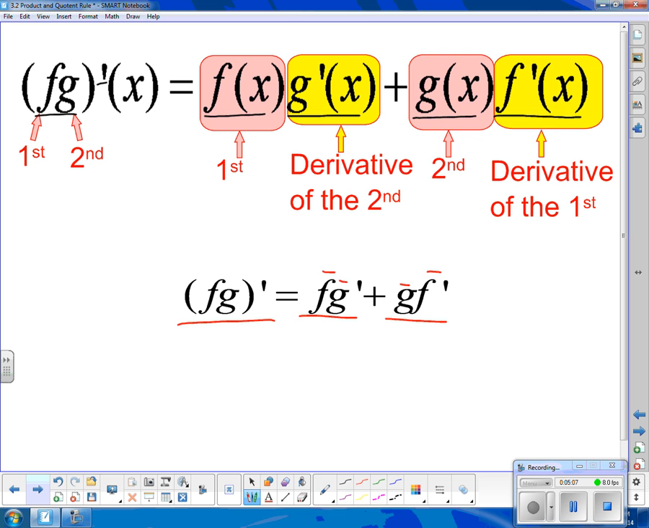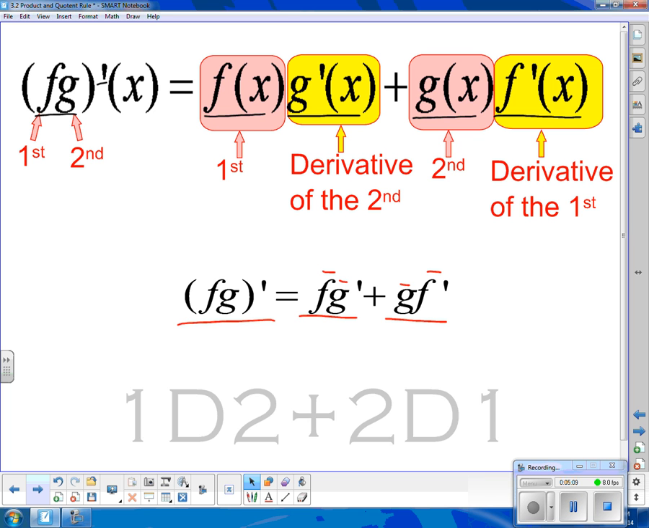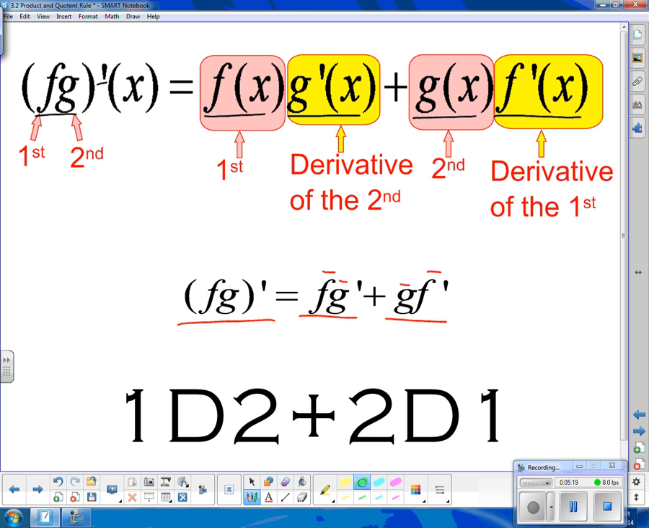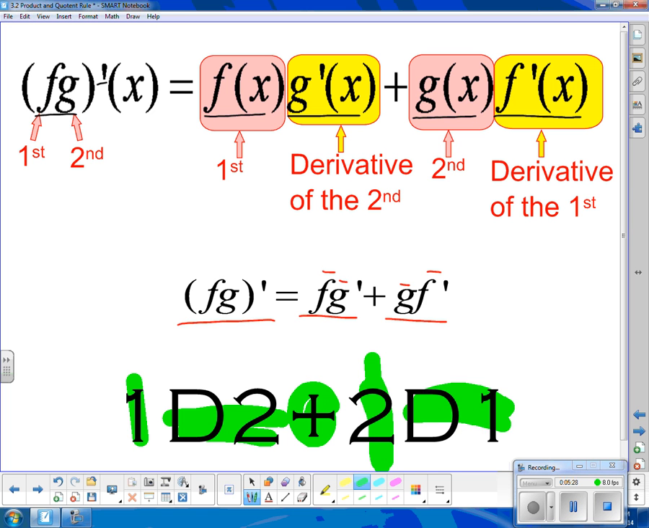And one last way, which some people find helpful, is to remember this: 1d2 plus 2d1, which simply means that we are looking at the first function times the derivative of the second function plus the second function times the derivative of the first. So it's first times derivative of the second plus second times derivative of the first, as we said earlier, but they remember it as 1d2 plus 2d1.